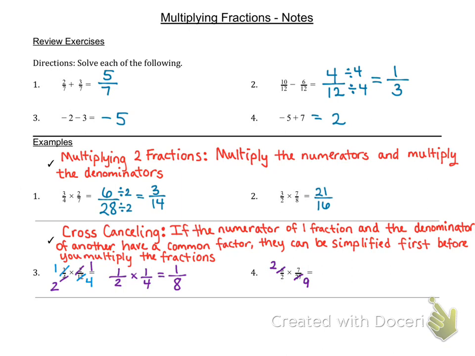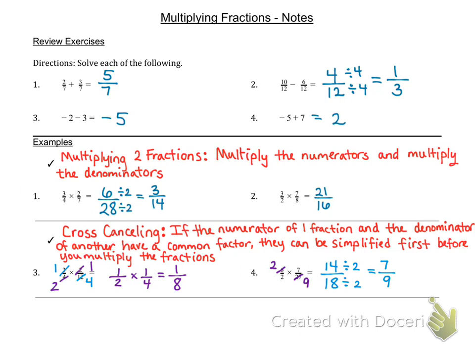So now I'm going to multiply across the top and bottom. 2 times 7 is 14, and 9 times 2 is 18. And we can actually simplify this a little bit further. I can divide both the top and the bottom of the fraction by 2. So 14 divided by 2 is 7, and 18 divided by 2 is 9. So now we have 7/9.